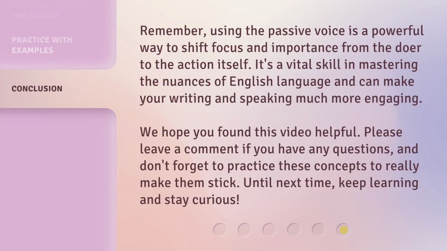Remember, using the passive voice is a powerful way to shift focus and importance from the doer to the action itself. It's a vital skill in mastering the nuances of the English language and can make your writing and speaking much more engaging.